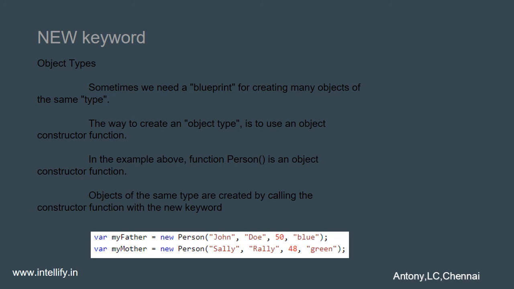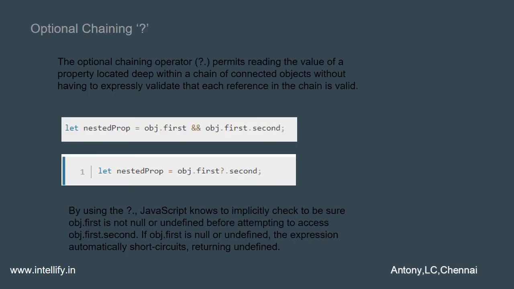Sometimes we need a blueprint for creating many objects of the same type. The way to create an object type is to use an object constructor function. Objects of the same type are created by calling the constructor function with the new keyword. This is where the new keyword is used.